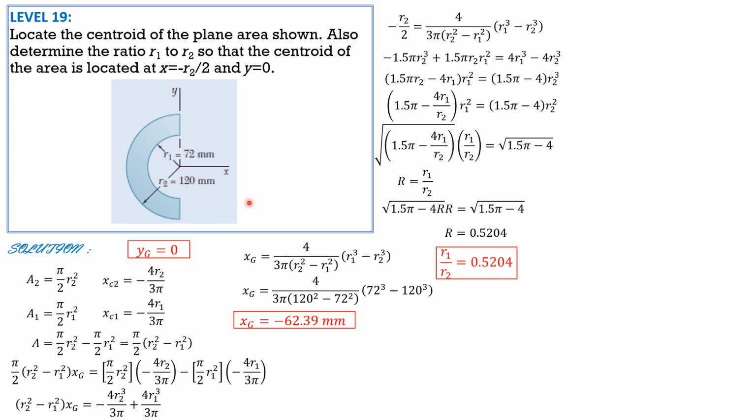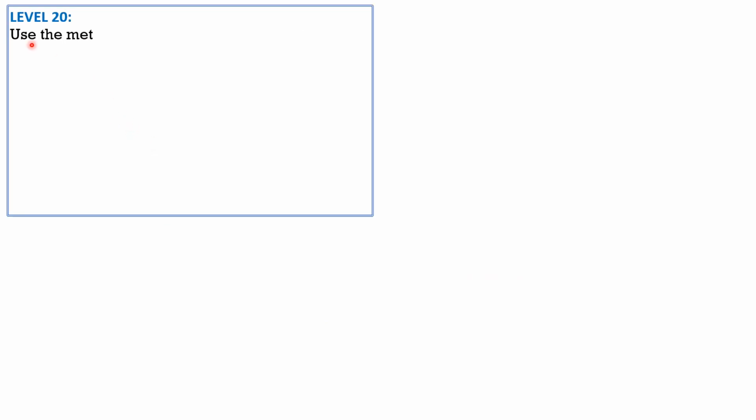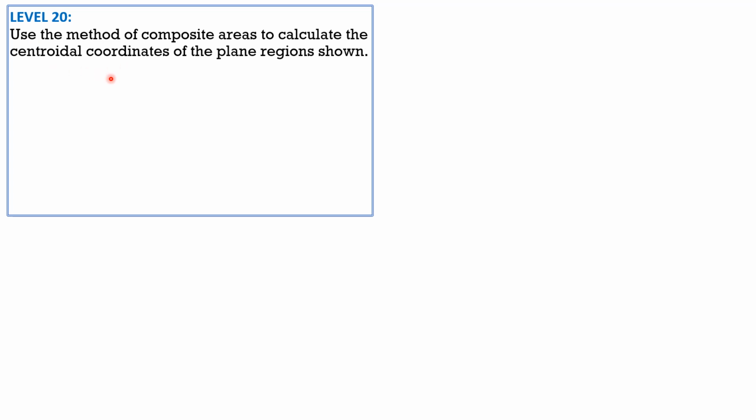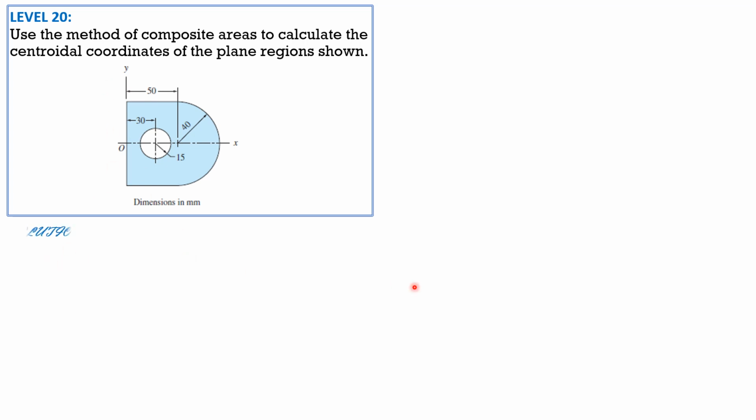So that's it for this problem. Level 20, use the method of composite areas to calculate the centroidal coordinates of the plane region shown. So here is the given figure, and let's tabulate the solution. Y bar or yg is 0 by symmetry. It lies on the axis of symmetry, which is the x-axis. So we only need xg.